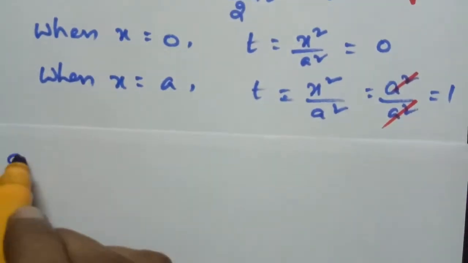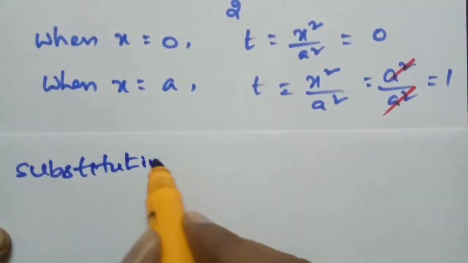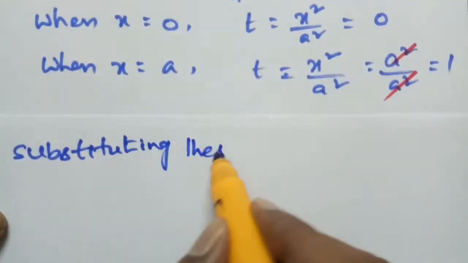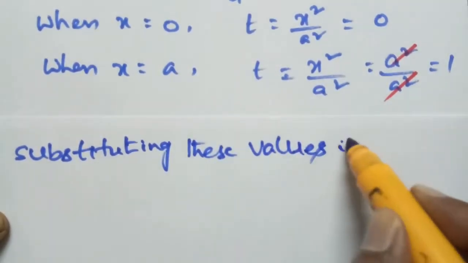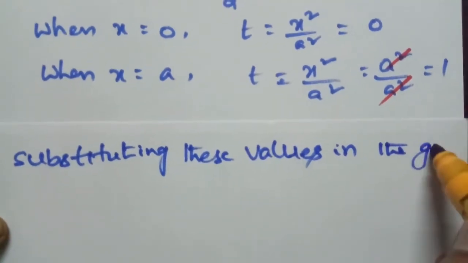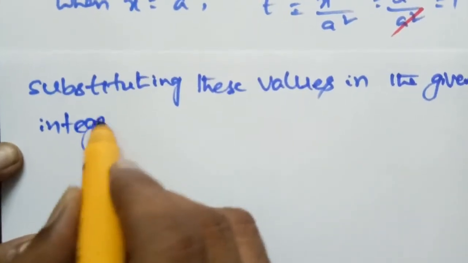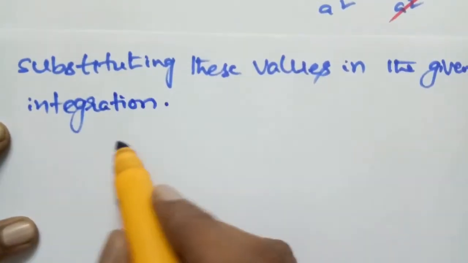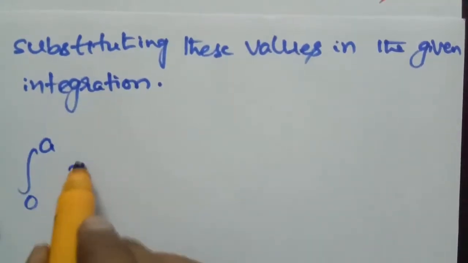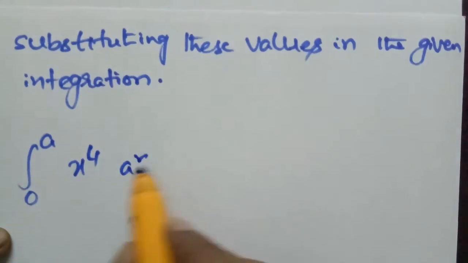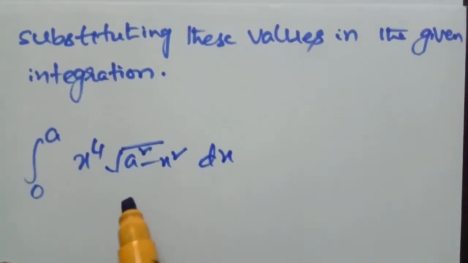Substituting these values in the given integral, the given integration, integral 0 to a x to the power of 4 square root of a square minus x square into dx. This is the given integration.